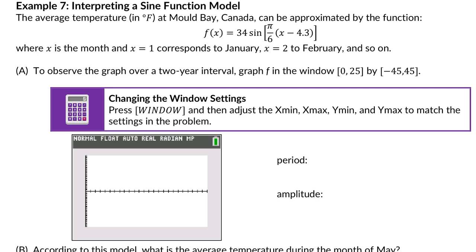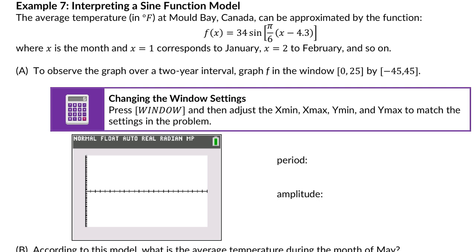This is like the zoom button on Desmos where you start to move it from side to side just haphazardly. This is you choosing the window to see. Our problem wants us to see the first 2 years, so we're going to go from 0 to 25, since our months are counting by every x value, like that's 2 years and an extra month. And then our y value, it told us to look between negative 45 and 45. So it must be that our maximum and minimum temperatures lie between negative 45 degrees Fahrenheit and 45 degrees Fahrenheit. It's cold in Canada.